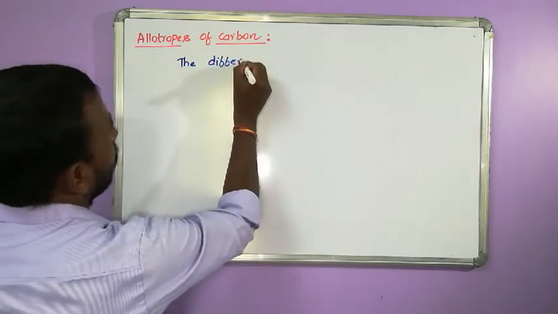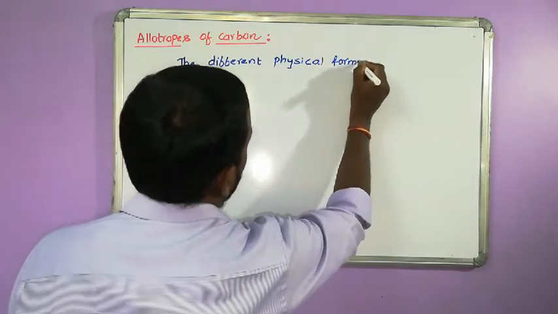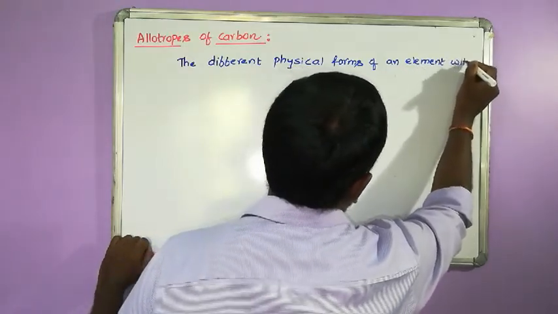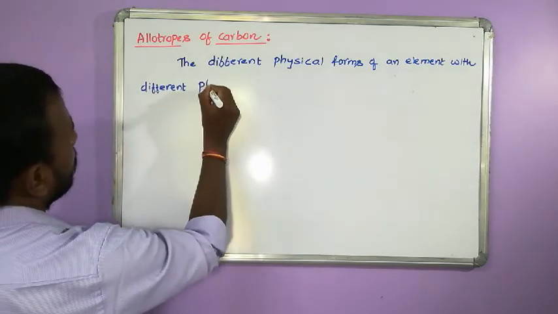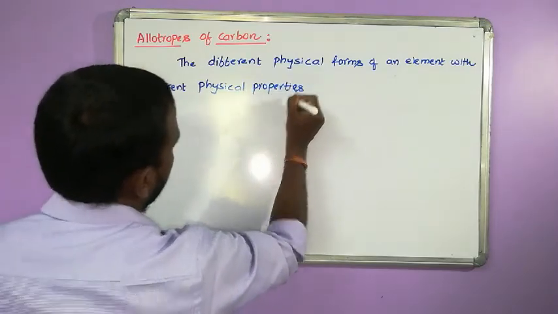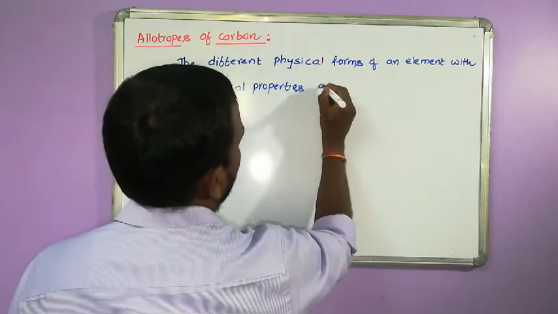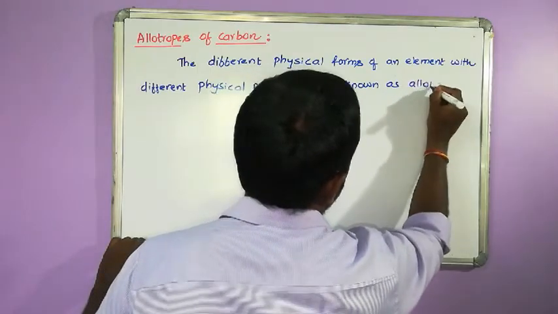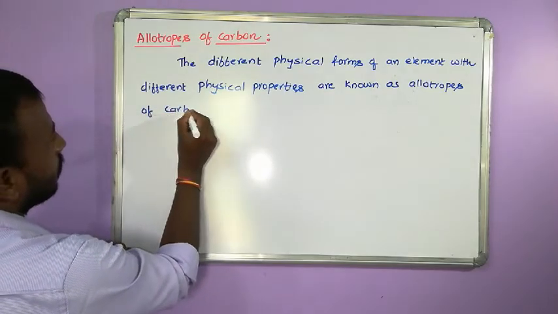The different physical forms of an element with different physical properties is known as allotropes of carbon.